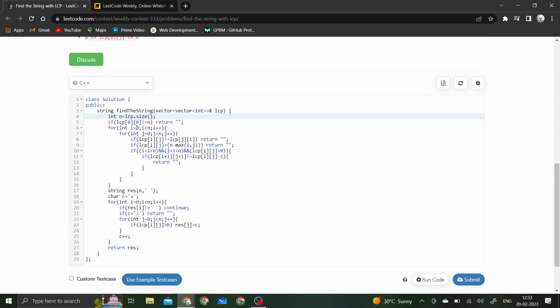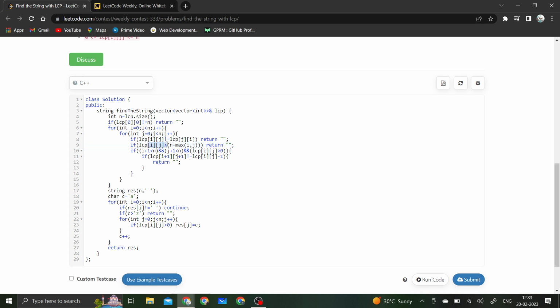So first, we will check the conditions if we cannot make any string, right? So these are the 4 conditions that we discussed. This is the first condition: LCP[0][0] should be n. If it is not, return this. Then we will be traversing in this matrix, and checking that LCP[i][j] should also be equal to LCP[j][i]. If it is not, we will return this. Then we will also check i comma j.